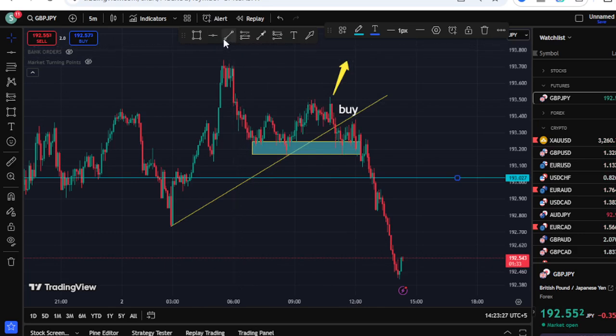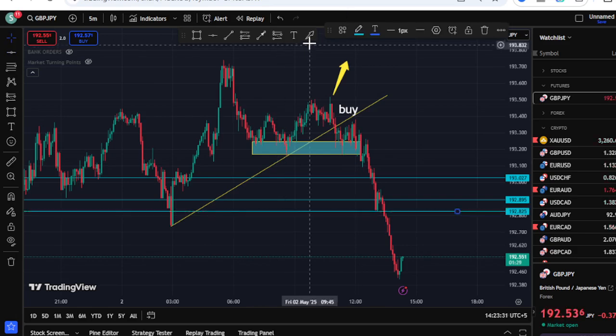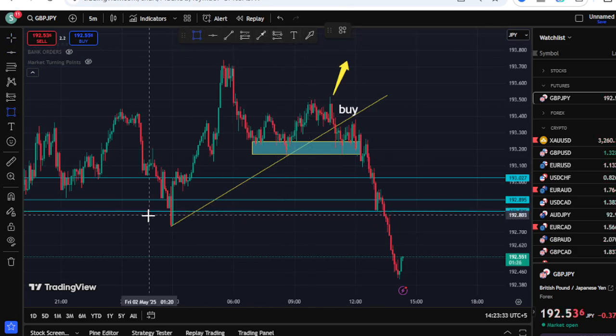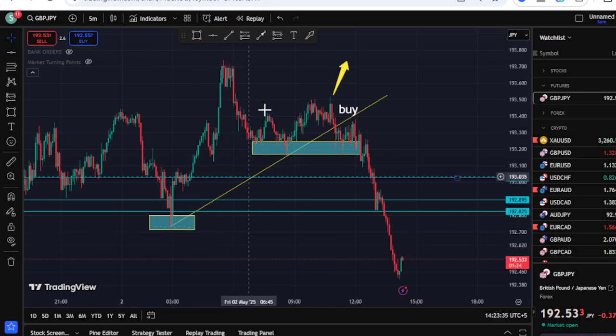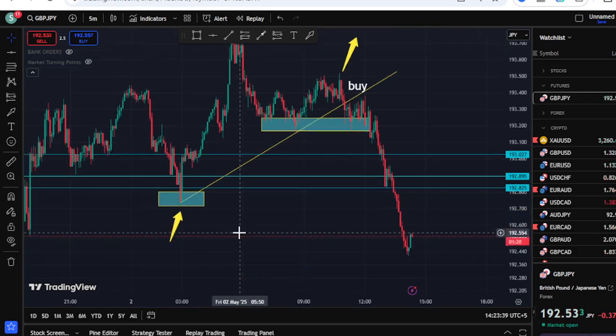So where will be their stop losses? Their stop losses will be below. And now just look at this. This is another support level that was created at that time. So it means that at that time, some of the traders also entered into the buy position from there.